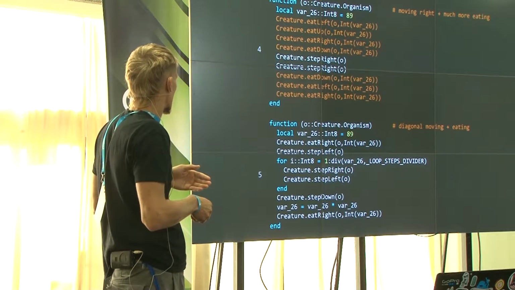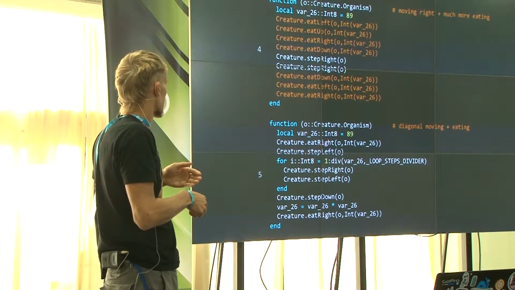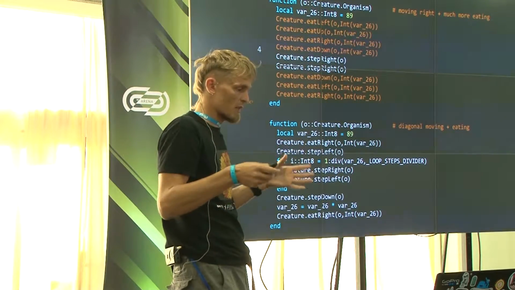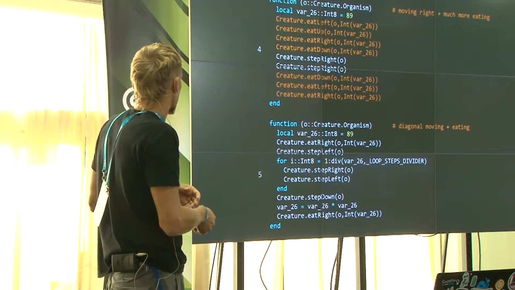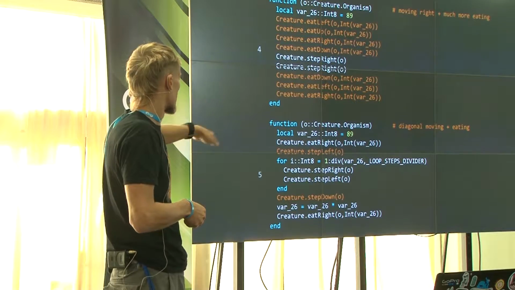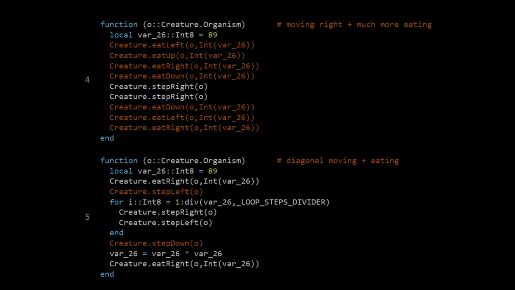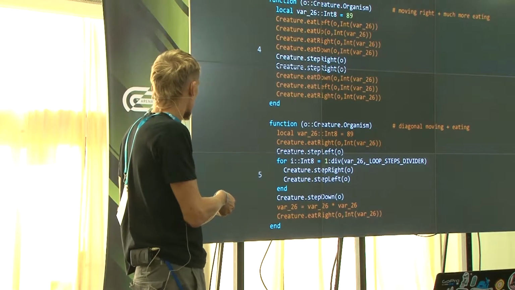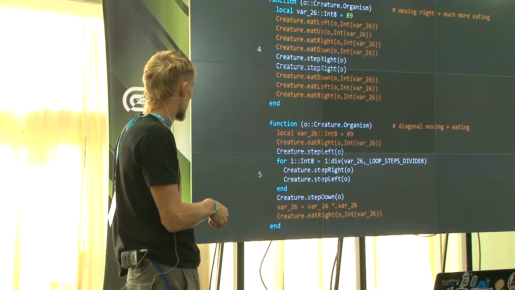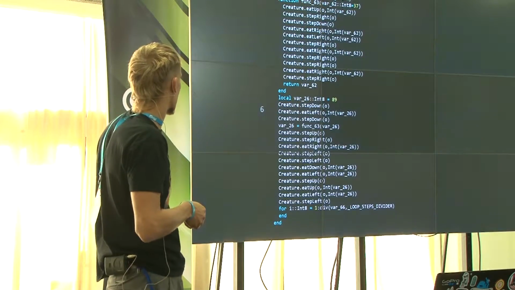And the next step was, as you can see, this variable here and variable here, it means that this is an ancestor of this one. So it's very important because in nature we have all these ancestors through time. And the next step was creating diagonal moving. As you can see here is left step and down step. The eating part is the same, with a little bit greater results because we use a multiplying operator here.